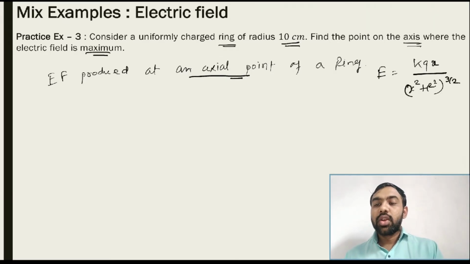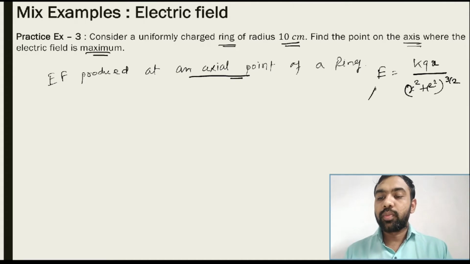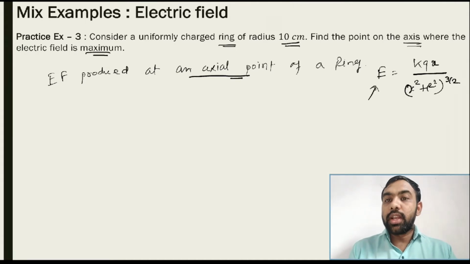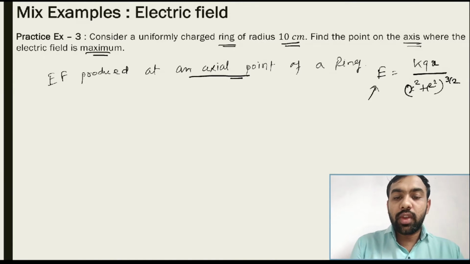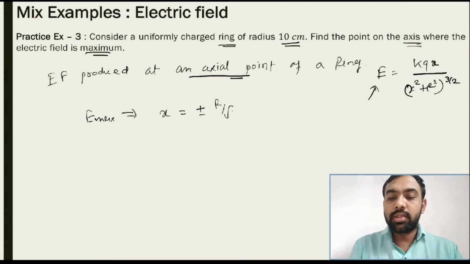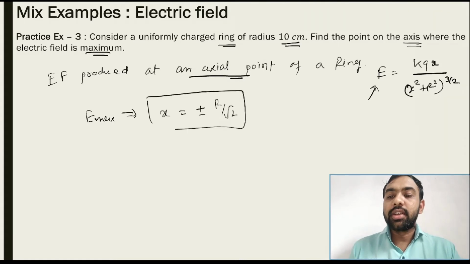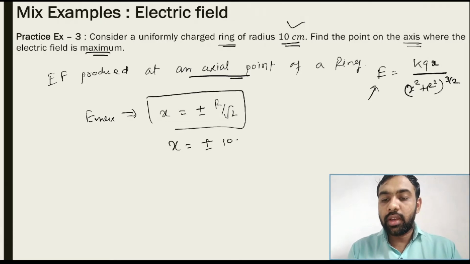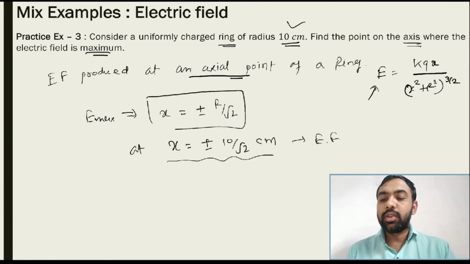We derived this relation, and we already studied this situation in previous sessions. So when E is maximum, x is equal to what? Plus or minus r by root 2. And what is r here? 10 centimeters. So our answer is: at x equal to plus or minus 10 upon root 2 centimeter, the electric field is maximum. So you get the final answer.